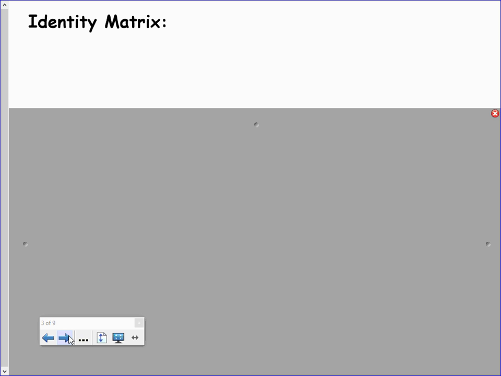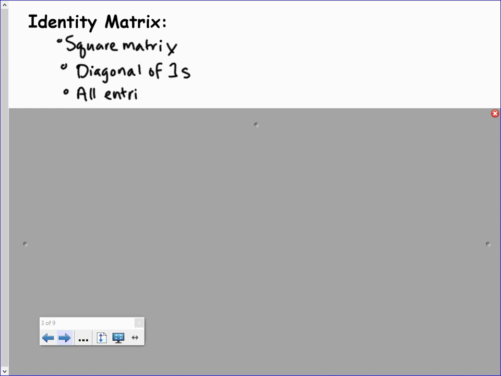Okay? So an identity matrix is a square matrix, rows equals columns, and it has a diagonal of ones, and all other entries are zeros.